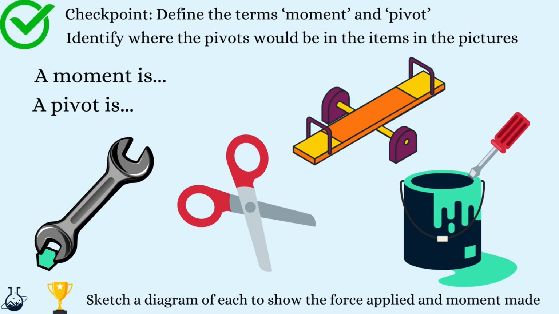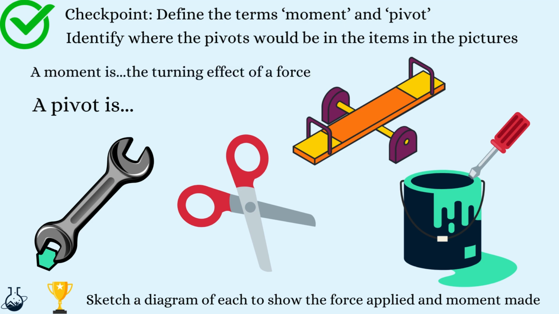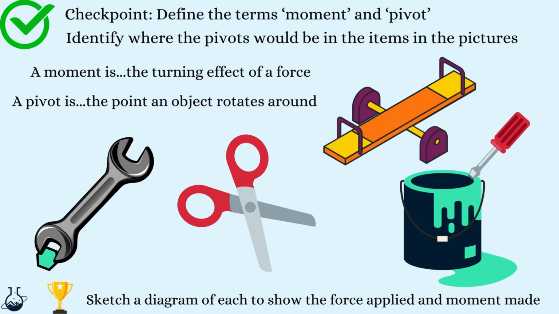Let's see how we got on then. Marking pens ready and annotate your work as we go. Firstly, a moment is the turning effect of a force. A pivot is the point an object rotates around. Well done if you got these definitions correct or near the same.